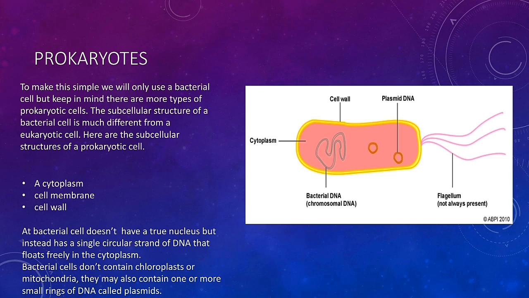A cytoplasm, cell membrane, cell wall, and however doesn't have a true nucleus but instead has a single circular strand of DNA that floats freely in the cytoplasm. Bacterial cells don't contain chloroplasts or mitochondria. They may also contain one or more small rings of DNA called plasmids.